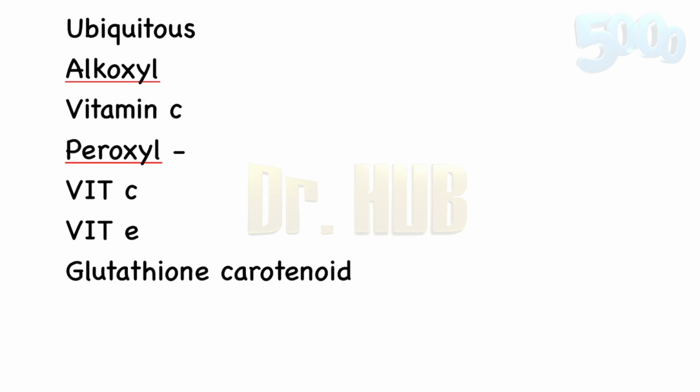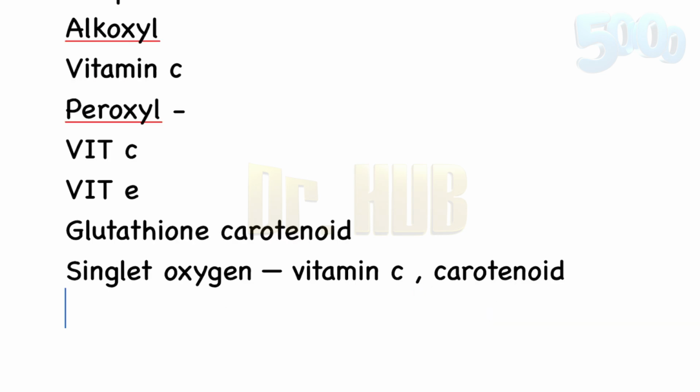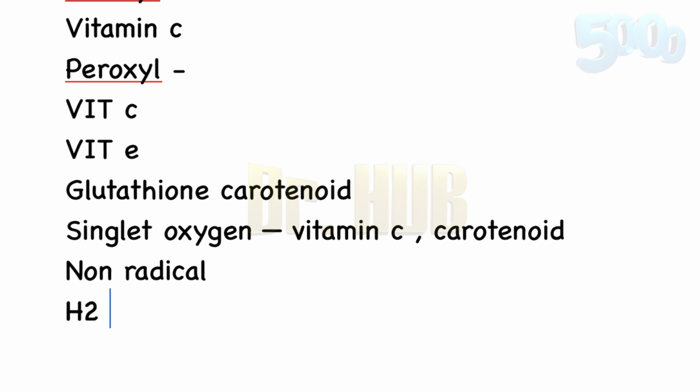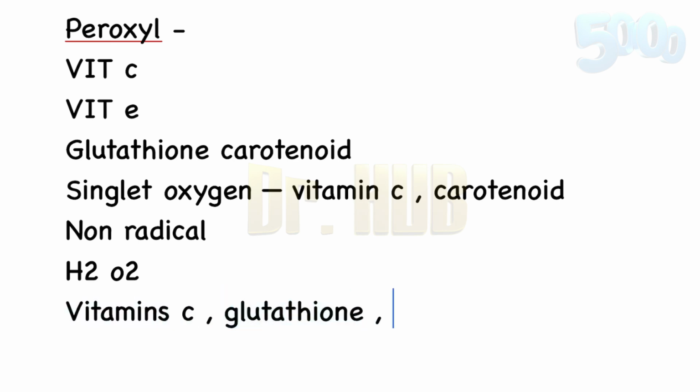Alkoxyl contains vitamin C. Next is the singlet. The singlet oxygen is nothing but vitamin C and also the carotenoid. Now we move on to the non-radical. Non-radical is H2O2, that is hydrogen peroxide. The antioxidant here is nothing but vitamin C, glutathione, as well as the catalase.